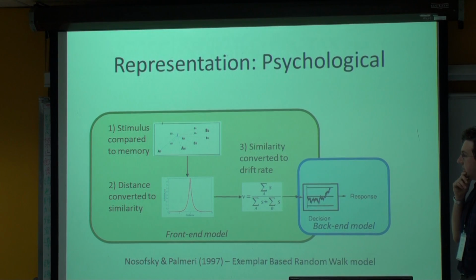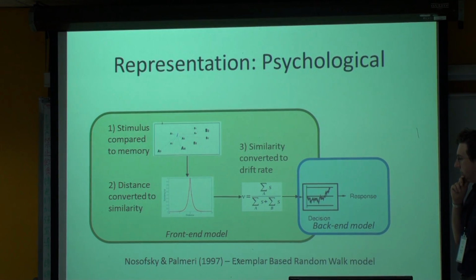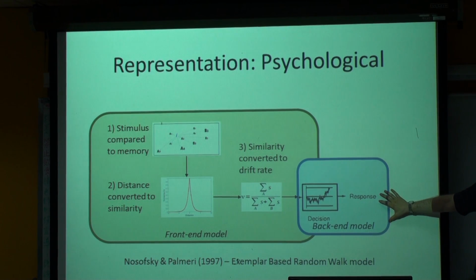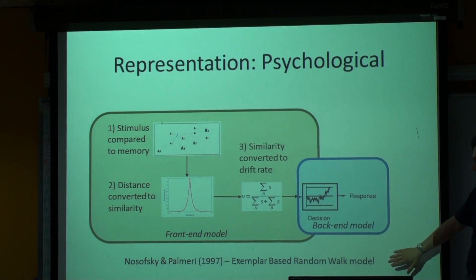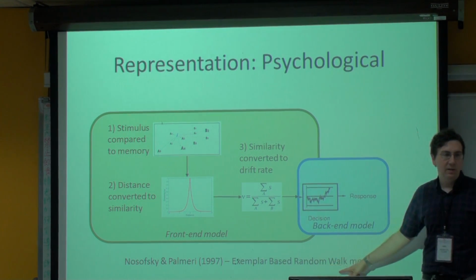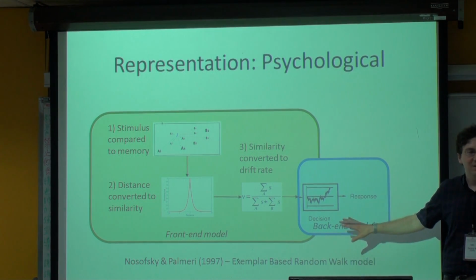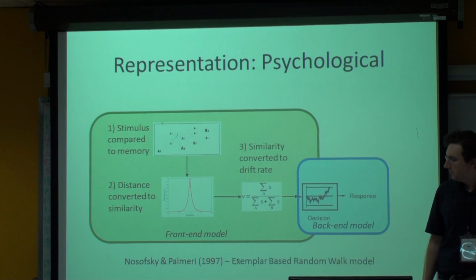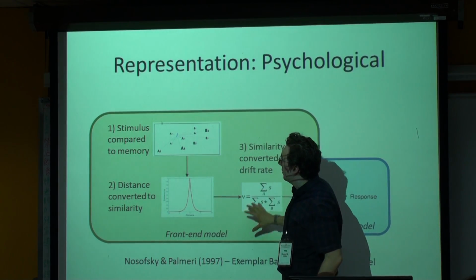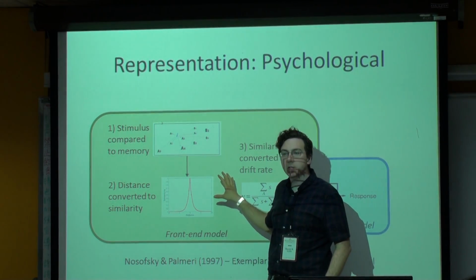So there is a model which does this. It's called the exemplar-based random walk model. Now the background model is not the drift diffusion model, but it's a discrete approximation to that called a random walk. It's sort of like the dumb cousin of the drift diffusion model. And the front end component of it is called an exemplar model.